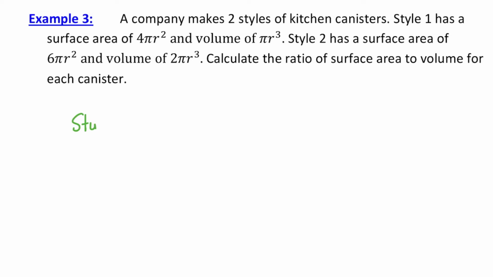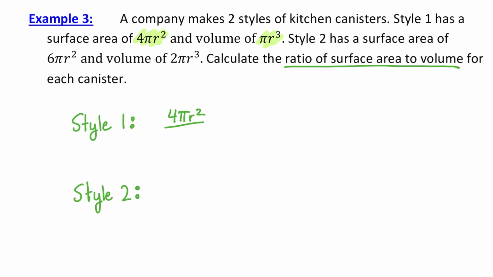So here we're looking for a couple of ratios of surface area to volume for each of our 2 types of canisters that this company is making. So ratio of surface area to volume is really just what proportion I get when I divide my surface area by my volume. So if we do style number 1 here, it's got a surface area of 4 pi r squared and a volume of pi r cubed.